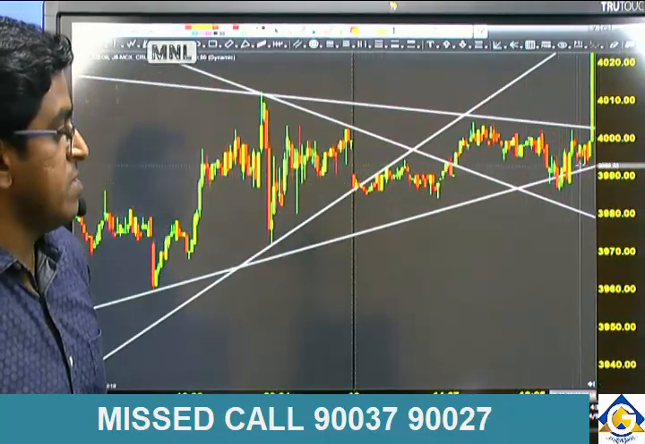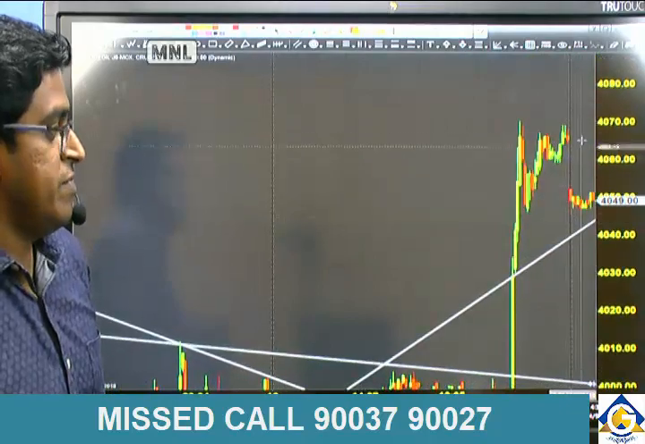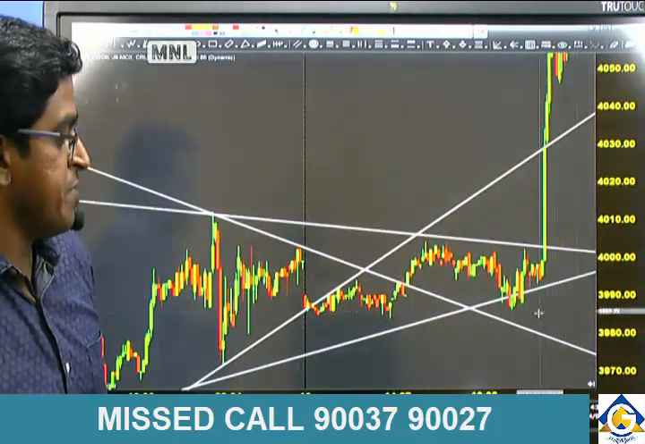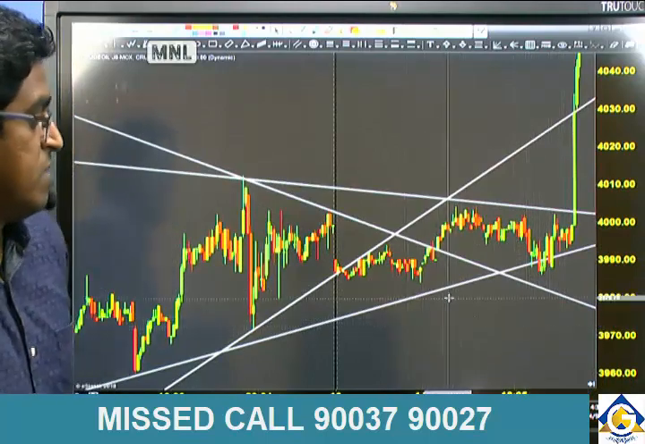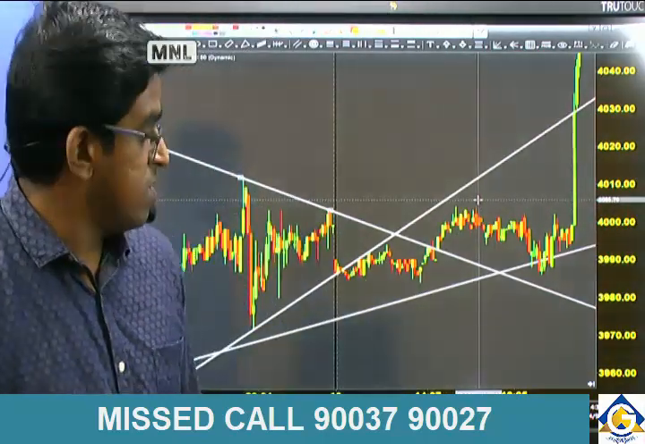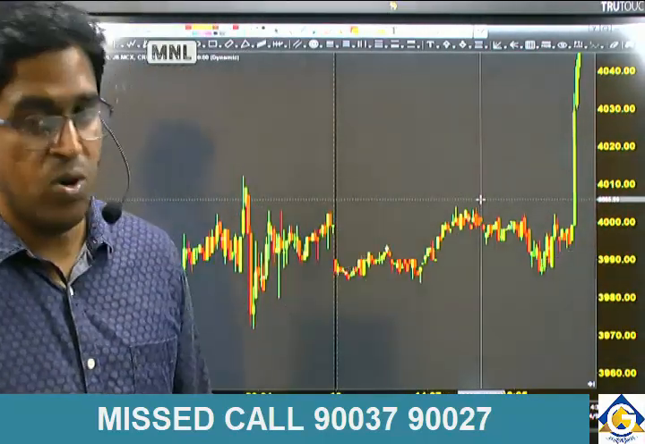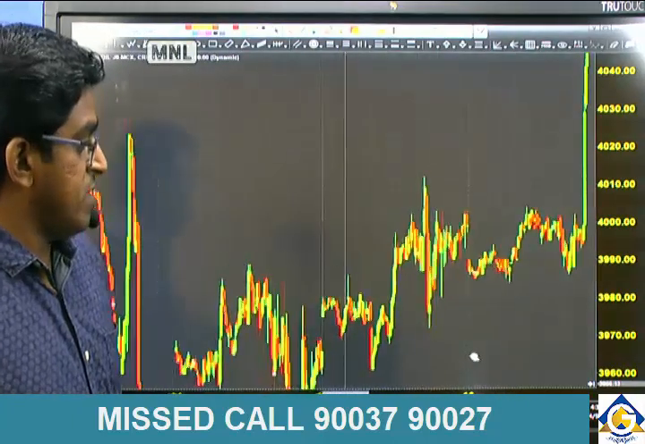So you could see the price breaking the upper trend and shooting up, went up till 4070. Just by drawing a few trend lines, we are in a very good position to identify the small twists and turns in day trading. So this is another part.